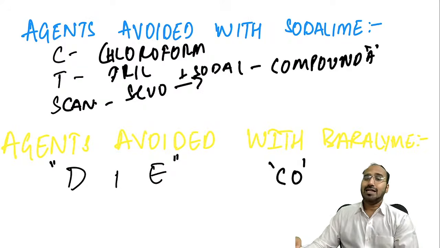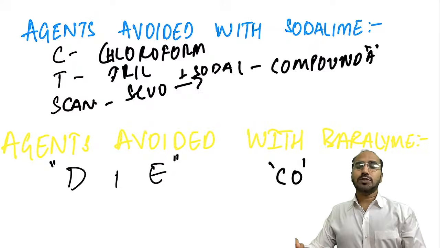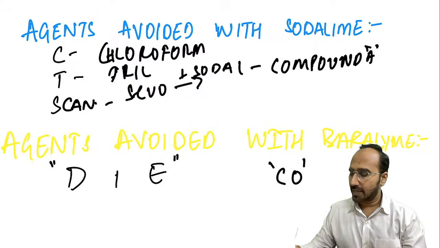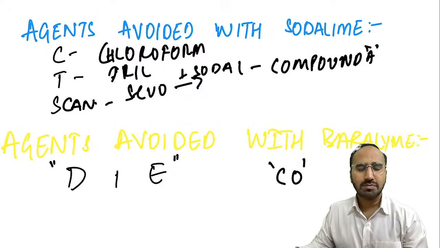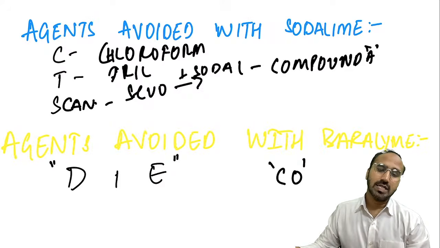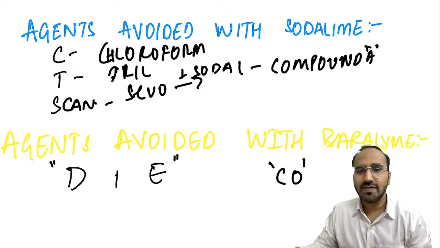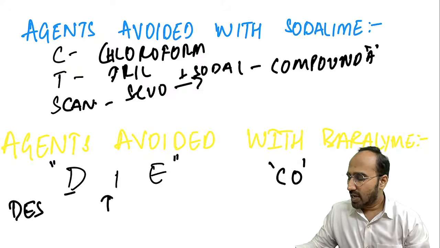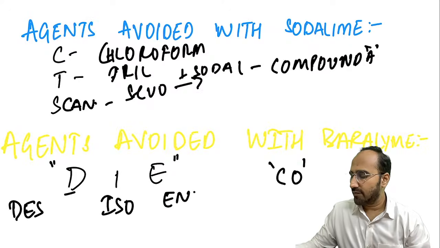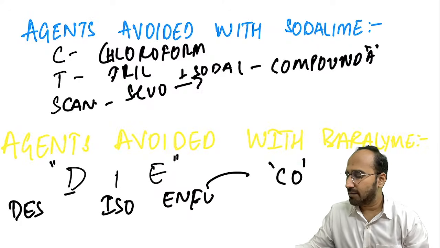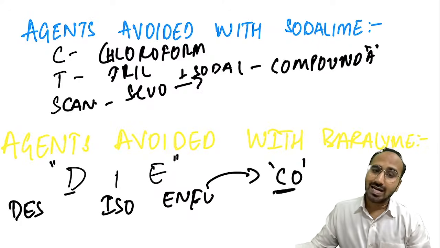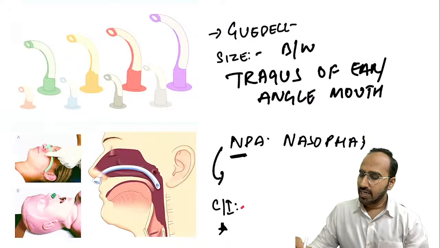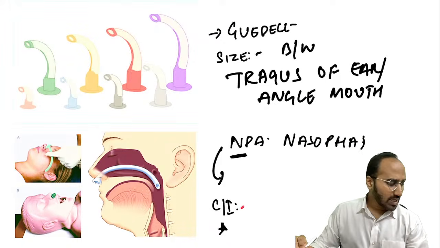Okay? Then if soda lime is not there, then you can also use baralyme. If you are using baralyme, 3 inhalational agents should be avoided with baralyme. What 3 inhalational agents? Always remember, the D inhalational agents. If you use them, the patient will die. What are the D inhalational agents? D stands for desflurane, isoflurane, enflurane. Why? Because they can react with baralyme to form a compound called carbon monoxide. Carbon monoxide.